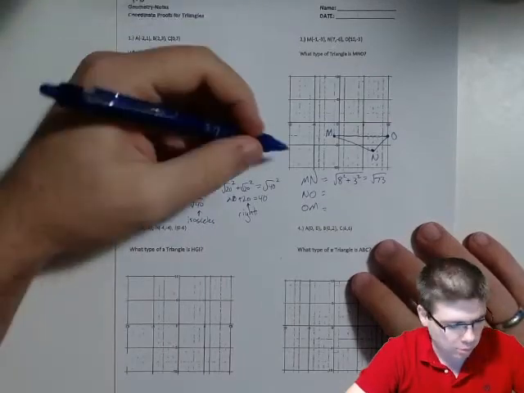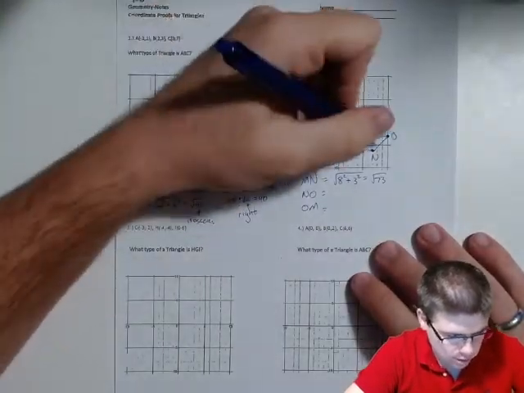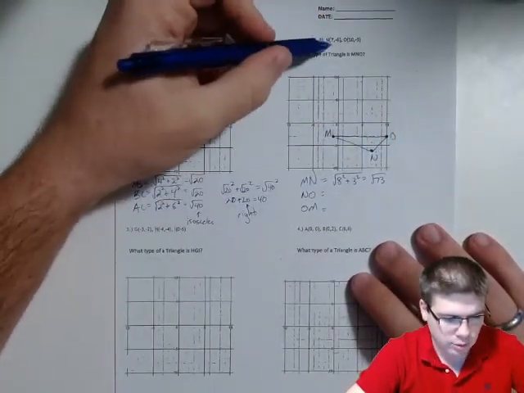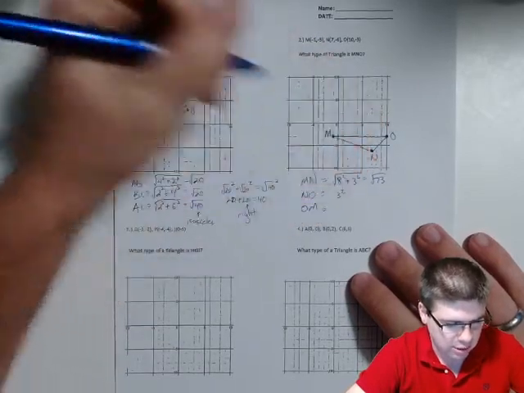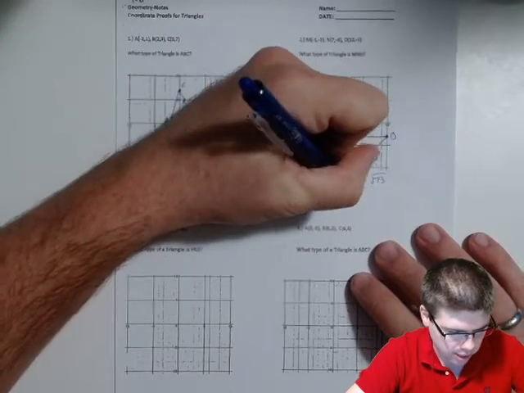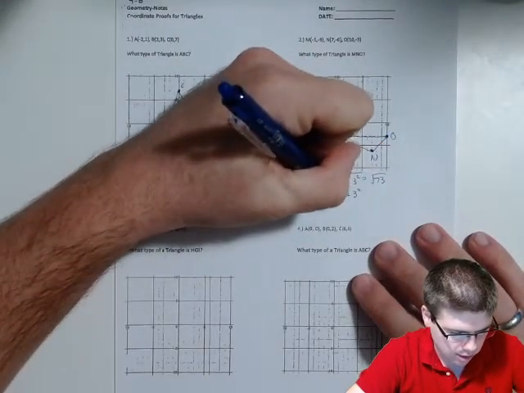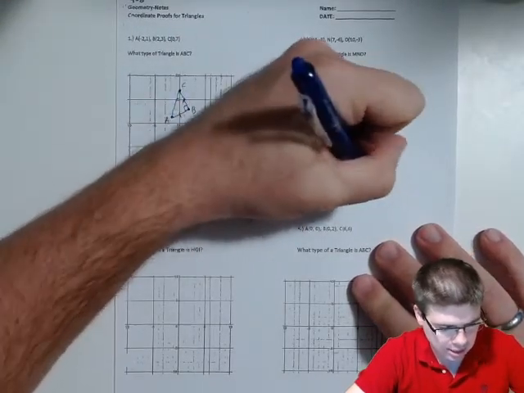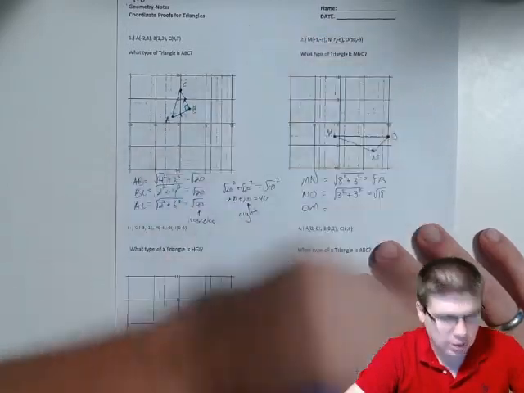All right, so then we'll move on to NO. So from N to O horizontally, we're going from 7 to 10, so that distance is 3 squared. Vertically, we're going up 3, so that is 3 squared, and so 9 plus 9 is 18. Okay, those are different lengths.